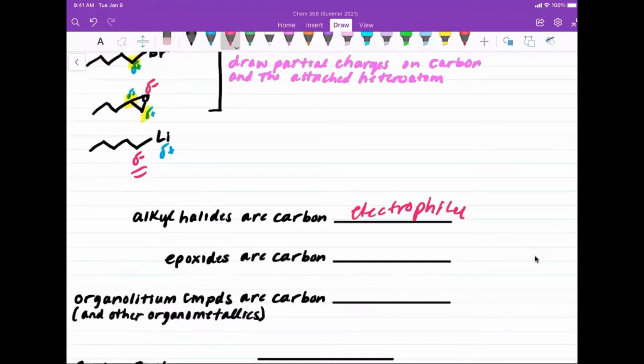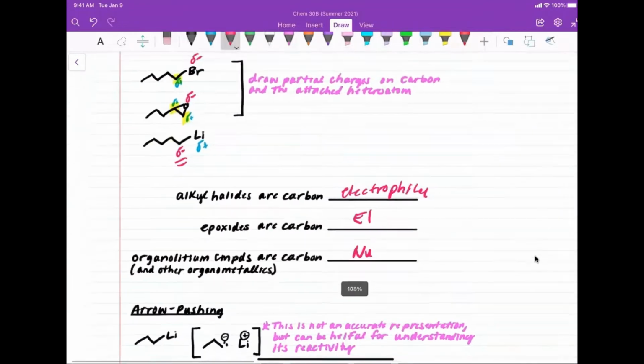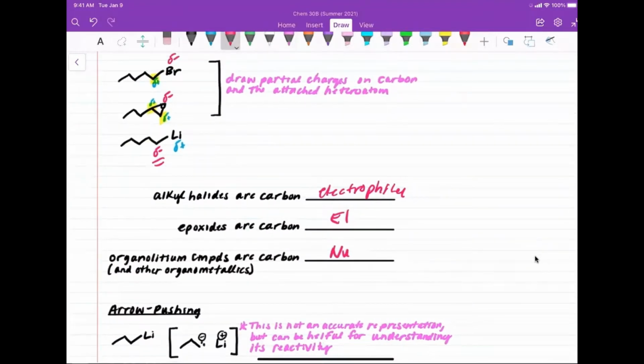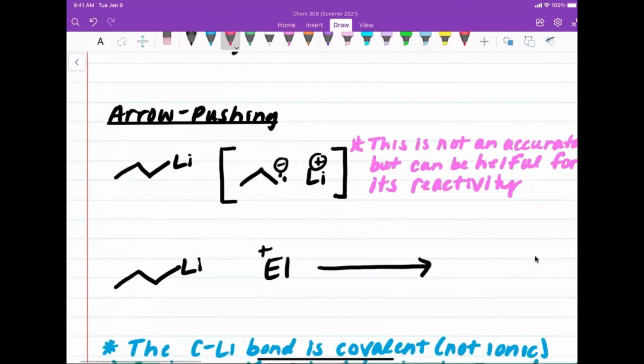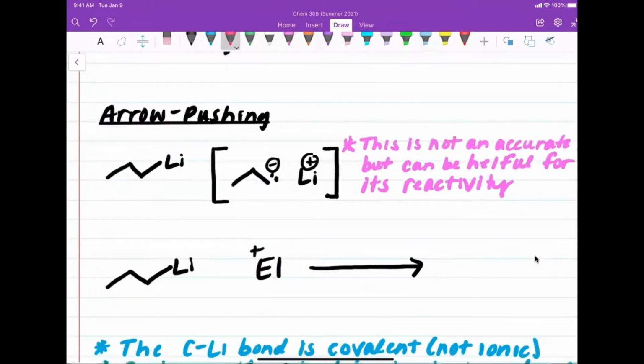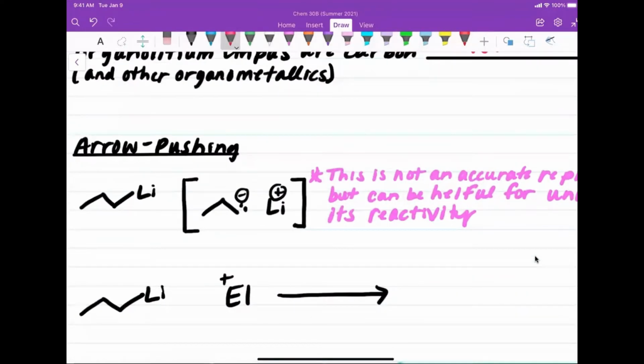Epoxides are also carbon electrophiles, but now organometallic carbons are carbon nucleophiles. So this is pretty significant. As far as the arrow pushing for these, instead of drawing it like a carbanion, since they're not technically fully ionic, we don't want to draw it like this. But if you look at this form, you can pretty readily see how you might draw it.